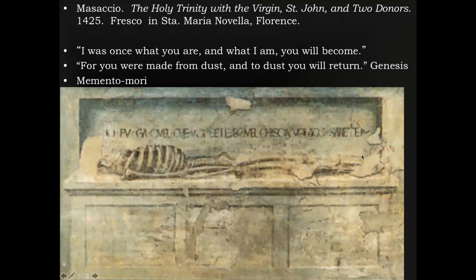So if you look in the bottom, you see a skeleton that says, "I was once what you are, and what I am, you will become." And in Genesis, it's basically saying the same thing in the first book of the Bible. For you were made from dust, and to dust you will return. And that's a memento mori, which means a reminder of death.